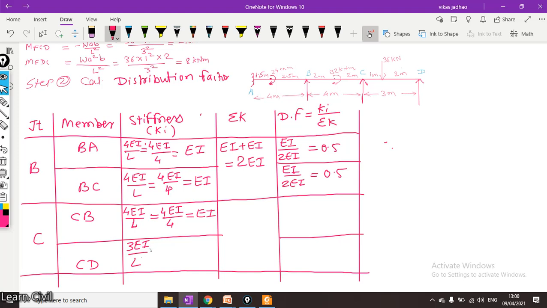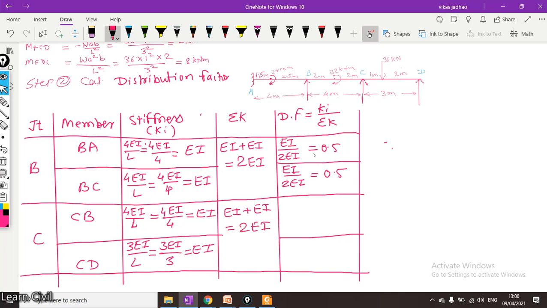Why are we taking 3EI upon L? Because for span CD, the end support D is a hinge support or a simple support. Therefore, we are taking the stiffness as 3EI upon L. So this is equal to 3EI divided by the span, which is 3 meters, so this will again be equal to EI. The sum of stiffness will be EI plus EI, which is twice EI.